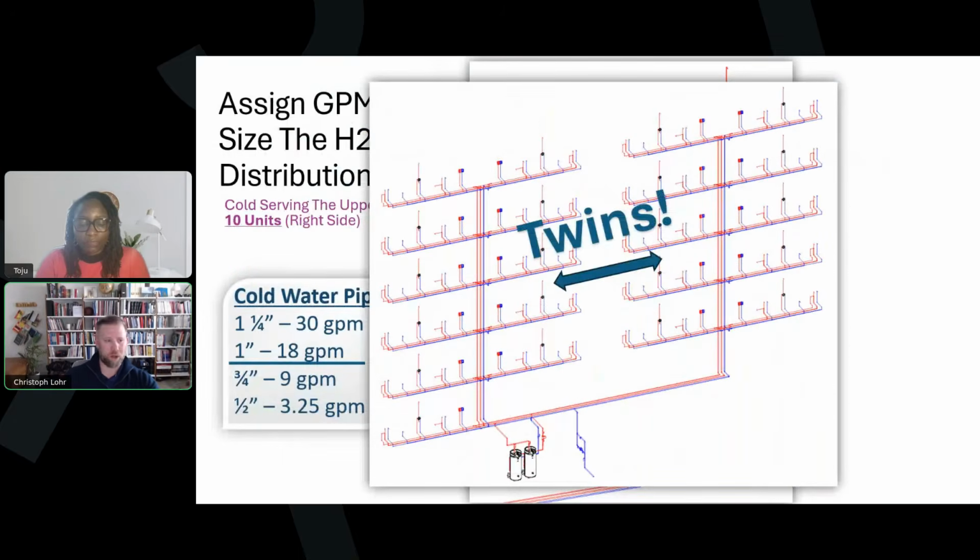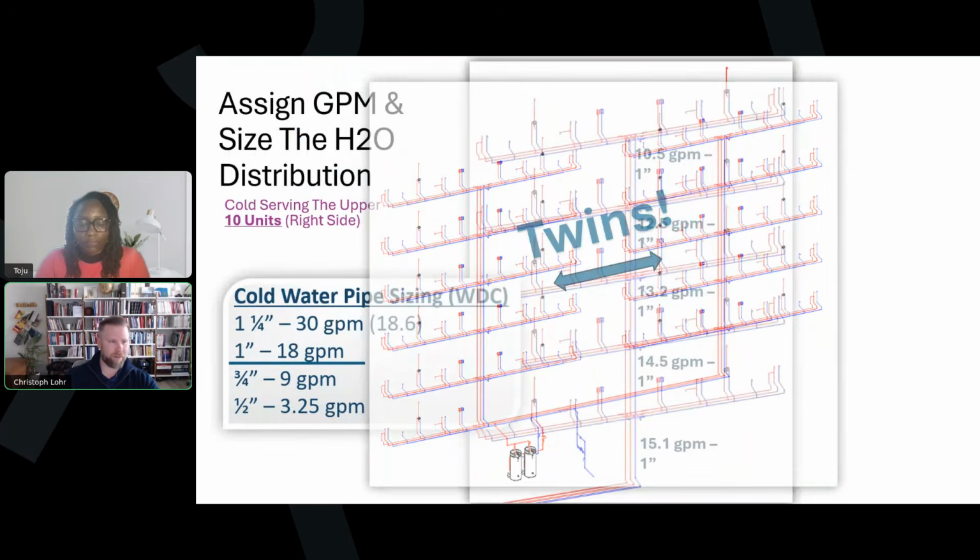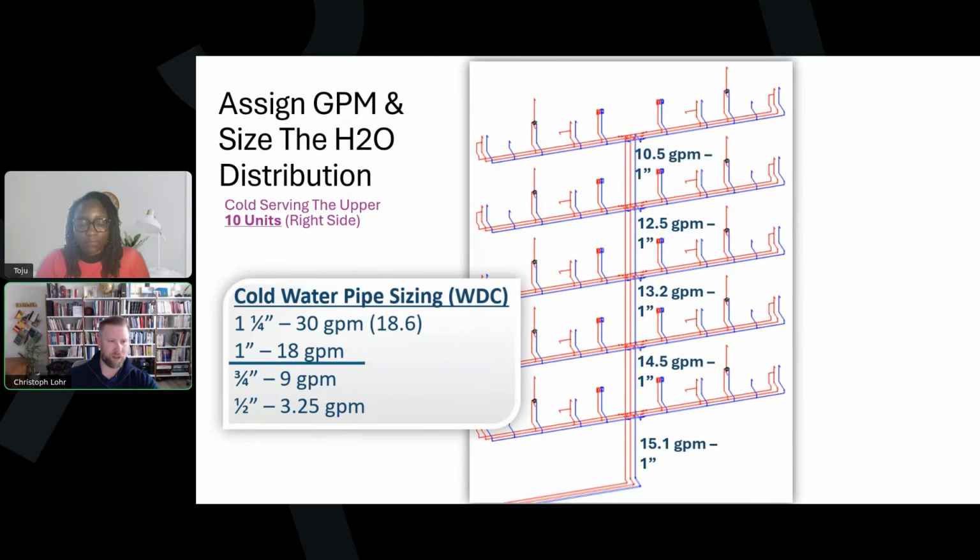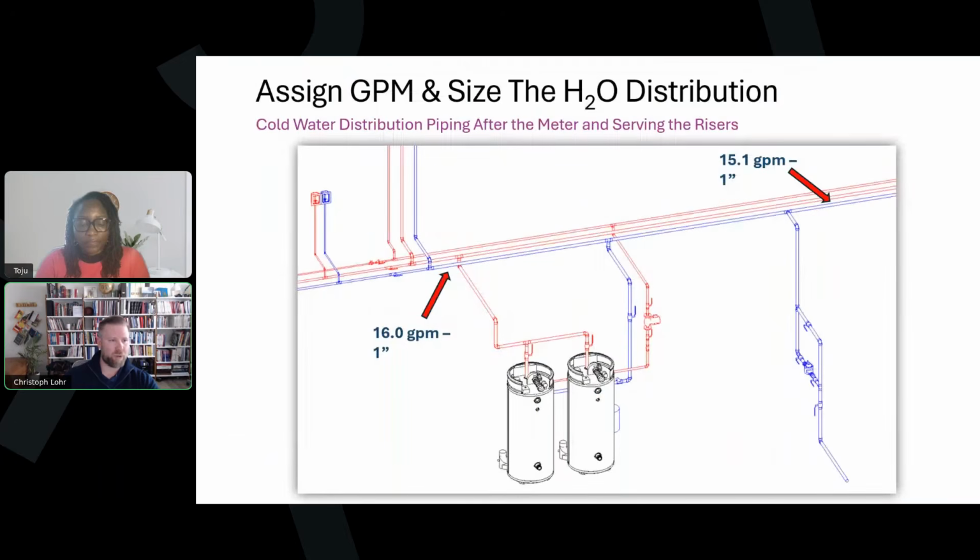So again, we said 21 in total, very, very close, other than having that extra one on the ground floor on our, I guess, left tower. But going to the right tower, everything else stays the same up until the 10 units. So we have a 1 inch line there. So now we have 2 1 inch lines coming together from this side.